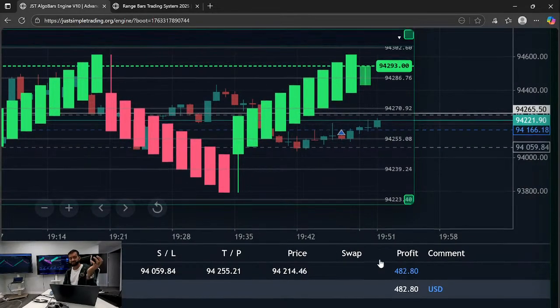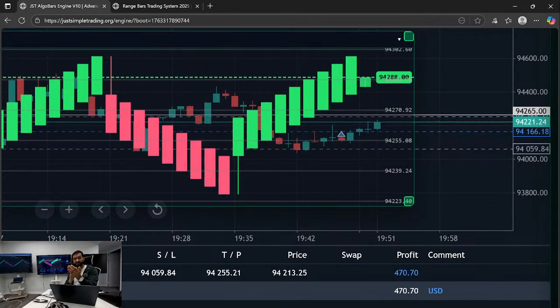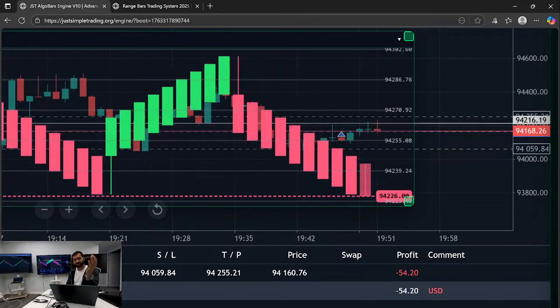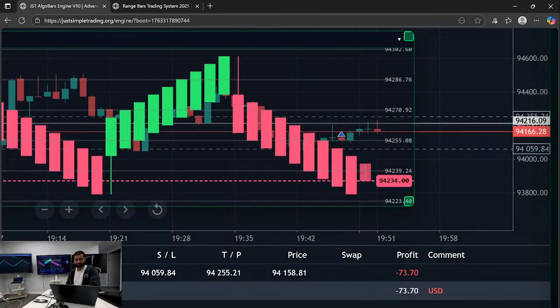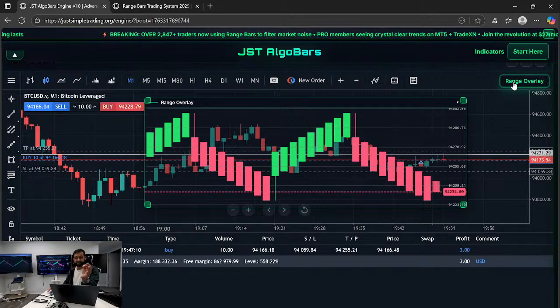Now, there's no reason to do any technical analysis, because you guys know anytime you are doing any sort of analysis, you're going to be wrong. You're going to end up losing money. This is why we make money on a daily basis. All right, so I'm going to show you guys how to set up the range bars overlay.